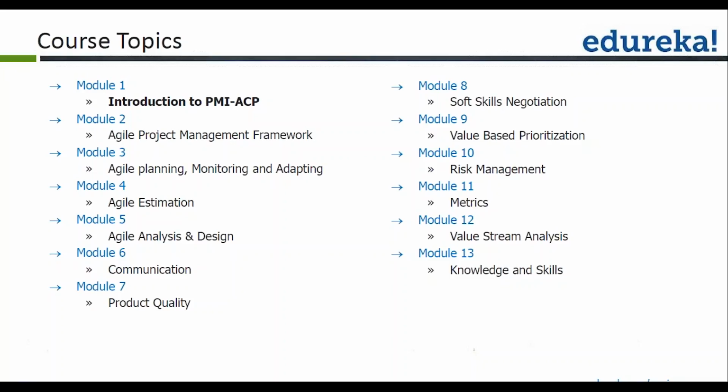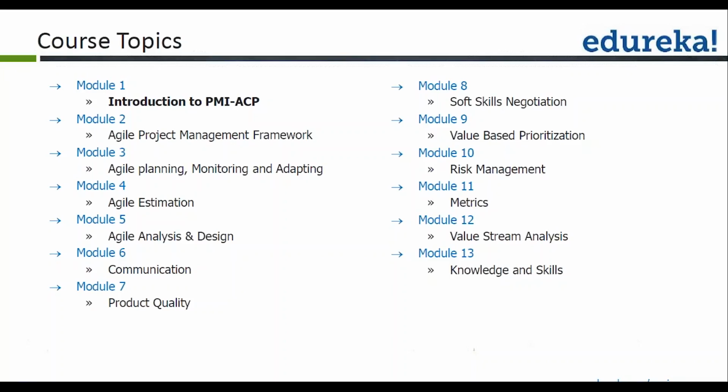Next, we move on to the Agile Project Management Framework, which talks about how an agile project works and what the overall management framework or structure is in which an agile project is executed. Module 3 talks about agile planning techniques: how do we monitor an agile project, and how do we adapt to changing circumstances? Module 4 talks about agile estimation, and the various estimation techniques like sizing estimation, planning poker, and relative sizing.